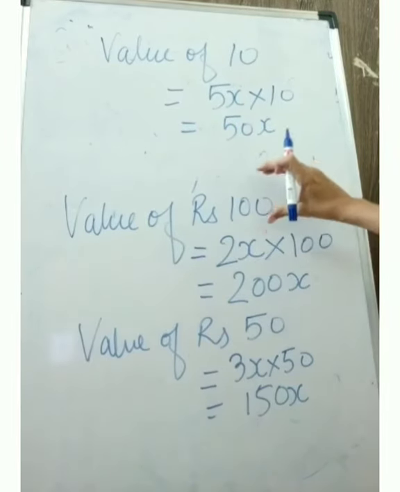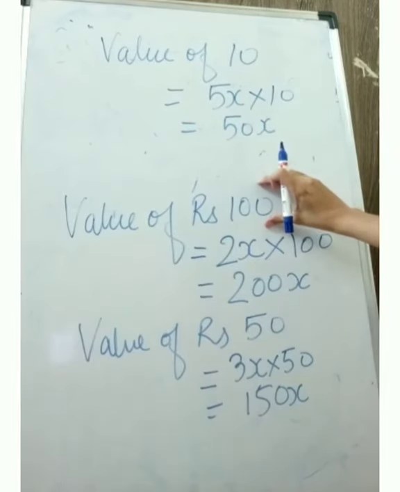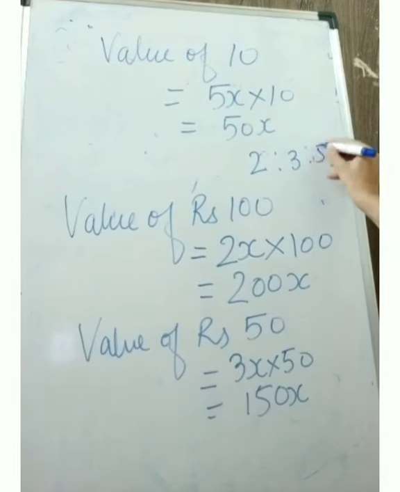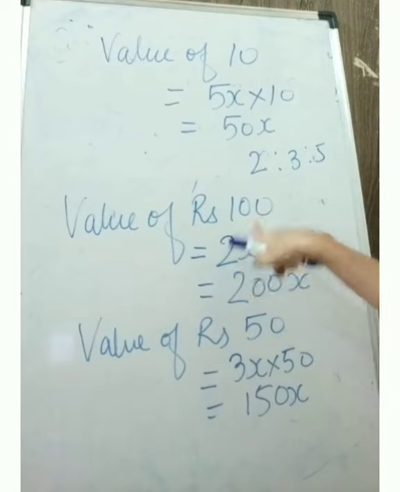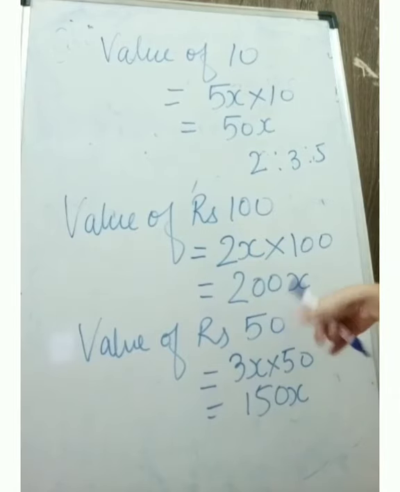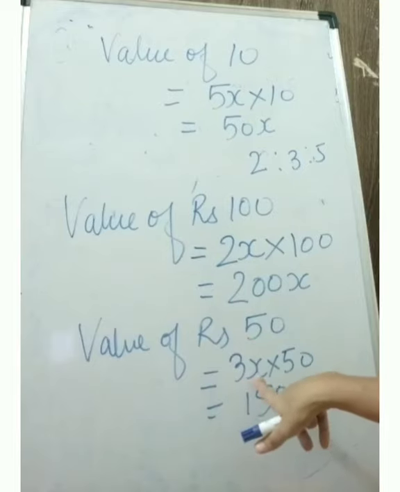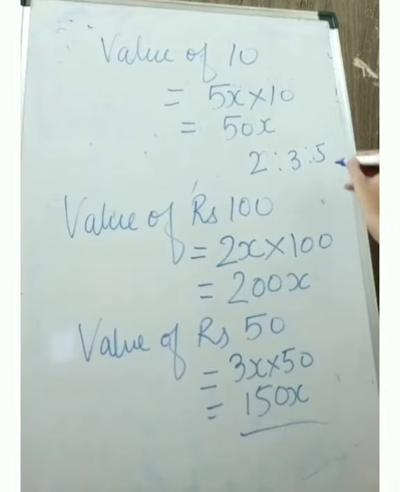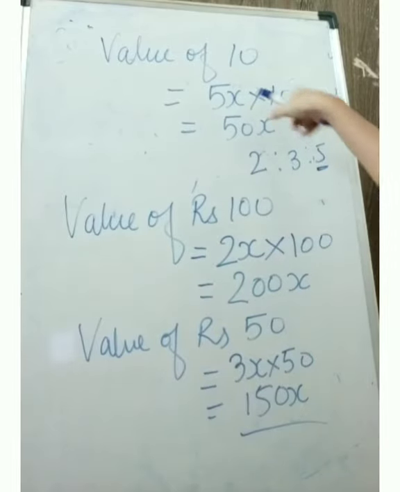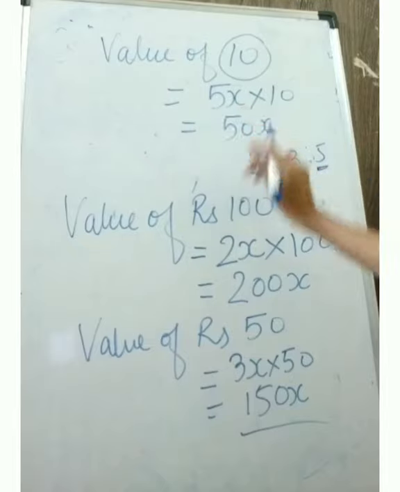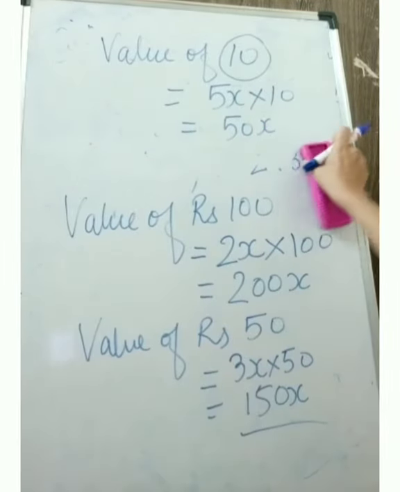So the value of 100, that was in the ratio of 2:3:5. So that is why I have written 2x into 100, that is 200x. The next value was 50 in the ratio of 3, that is why I have multiplied 3x into 50. 3 5s are 15, that is 150x. And the last one was 5 and the value was 10. So 10 multiplied by 5x gives you 50x. Okay.